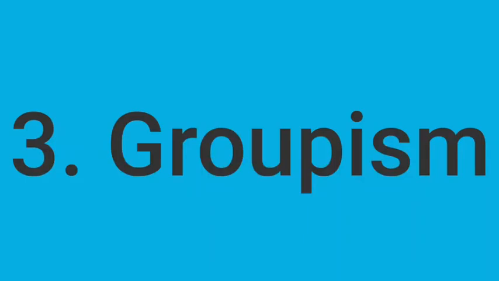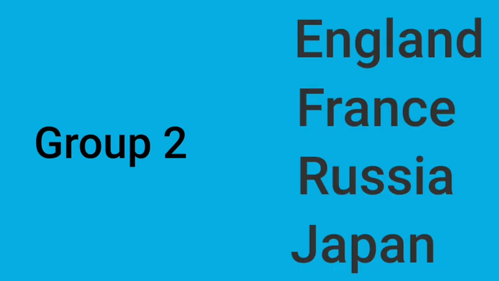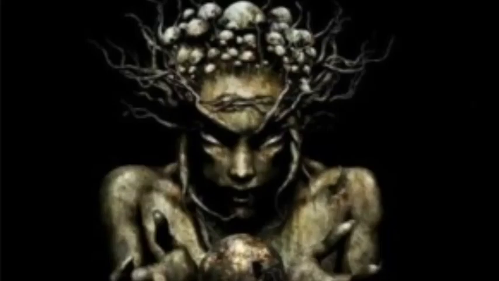The third factor is groupism. Before First World War, the whole world was divided into 2 groups. One group was that of Germany, Austria, Hungary, Bulgaria, and Turkey, whereas the other group was England, France, Russia, Japan, etc. Thus, a feeling of jealousy, enmity, hatred, fear, and mistrust began to develop between these 2 groups, and thus groupism became another factor for creating First World War.